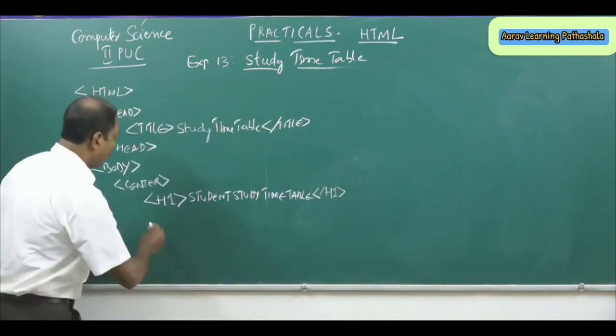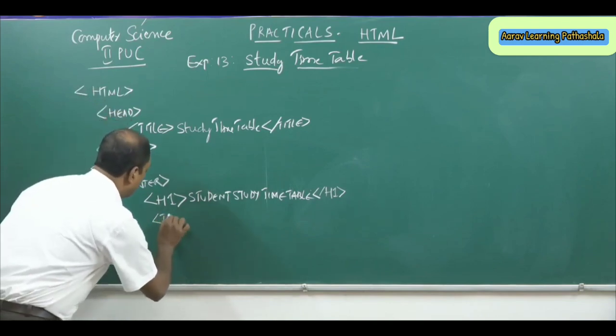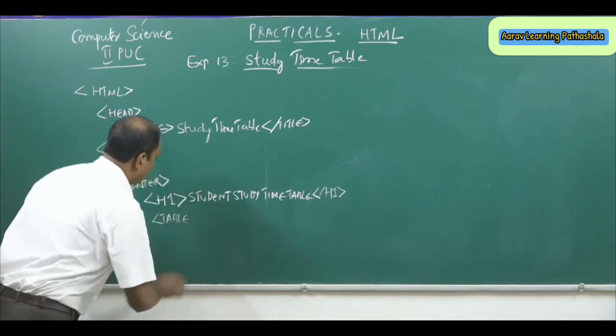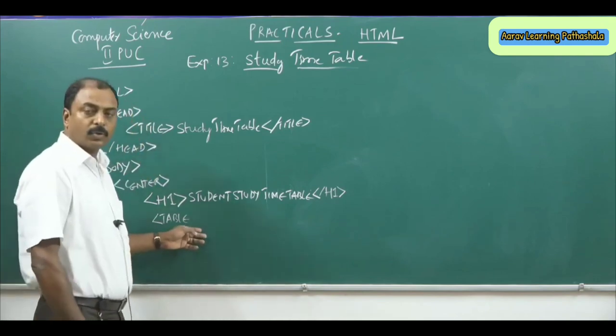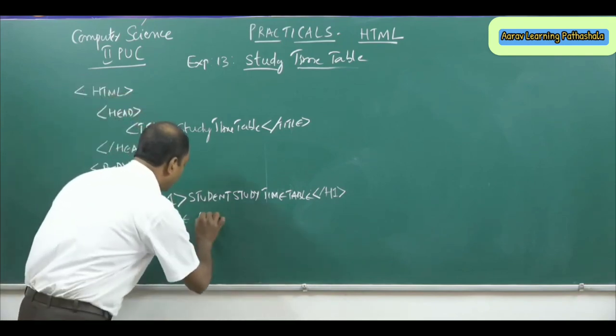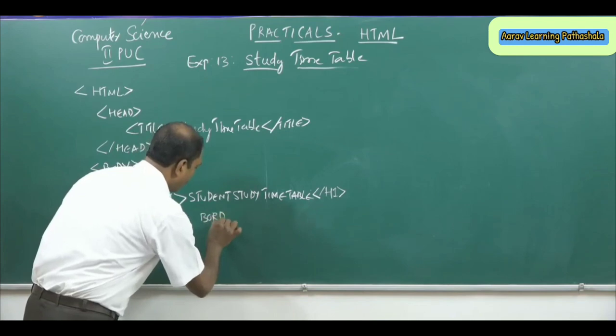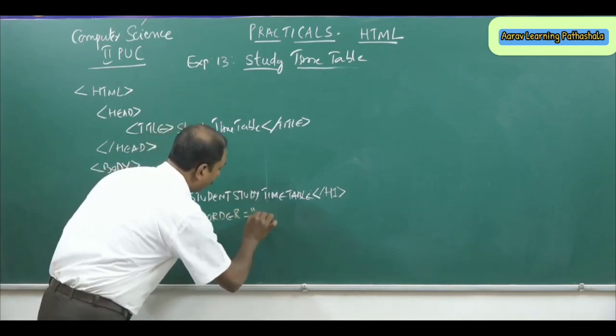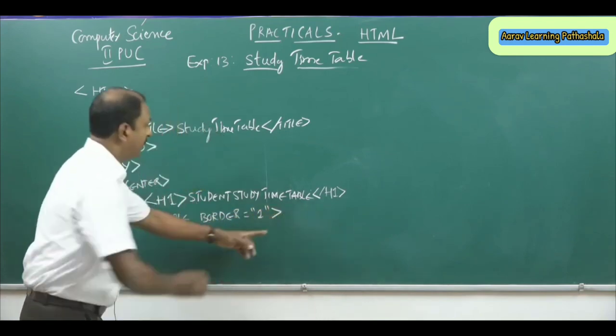Next is a table. So we start with the table tag, and here we can make use of the attribute border. Table border equals, I can give the value as 1. I am closing this table tag.